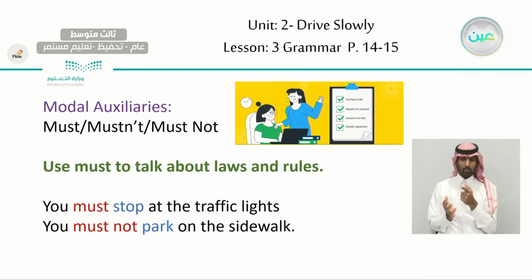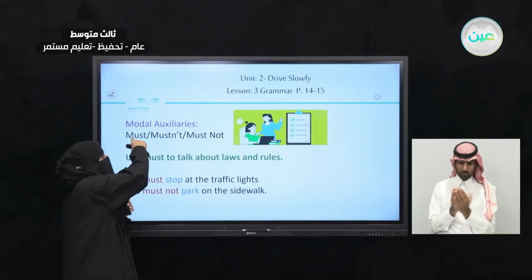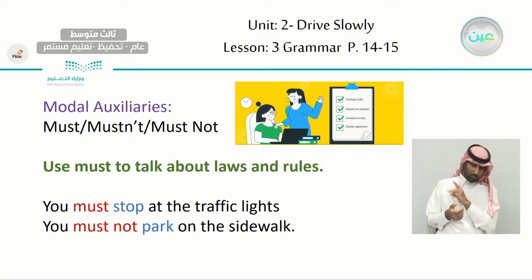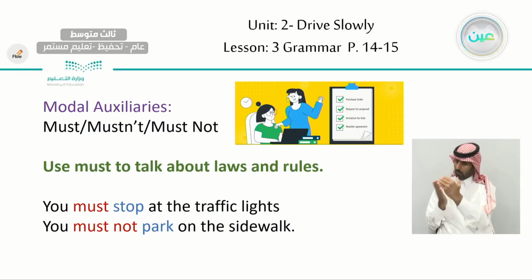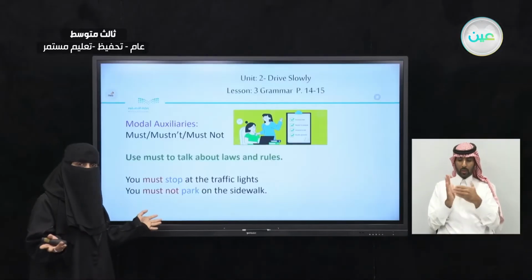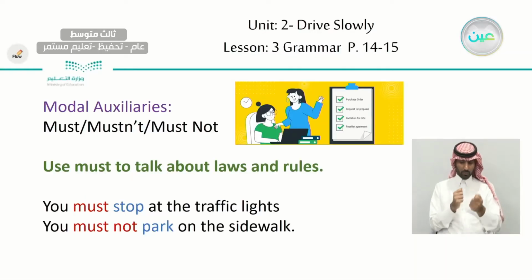Okay, as you can see in your books, page 14 and 15, we will start the grammar now. This part you can find in your book. Modal auxiliaries like what? Must, mustn't, and must not. We use them, as we said, to talk about laws and rules. For example, we have two examples here. You must stop at the traffic lights. We're talking about rules when we are driving, okay? You must not park on the sidewalk, okay? This is another rule. Pay attention to the verbs here.